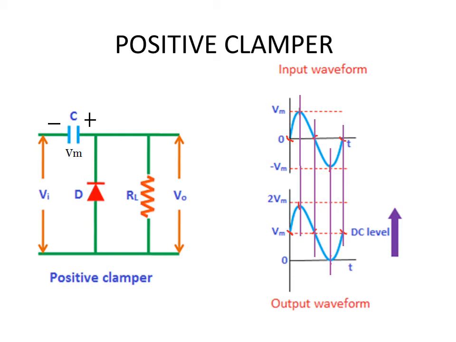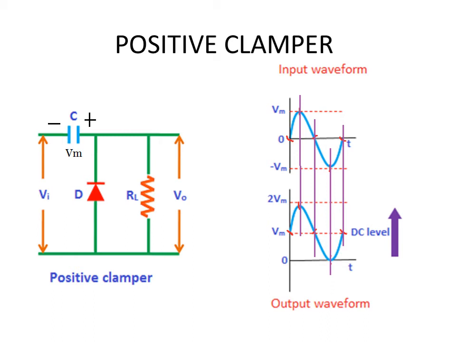But your diode will be reverse biased, which means that entire voltage will be displayed at the output. So when your input is 0, that means 0 plus Vm is our net voltage available in the circuit, but your diode is reverse biased. So that voltage will be measured by the output device as such. So your output voltage will be Vm. When your input is 0, your output is Vm.